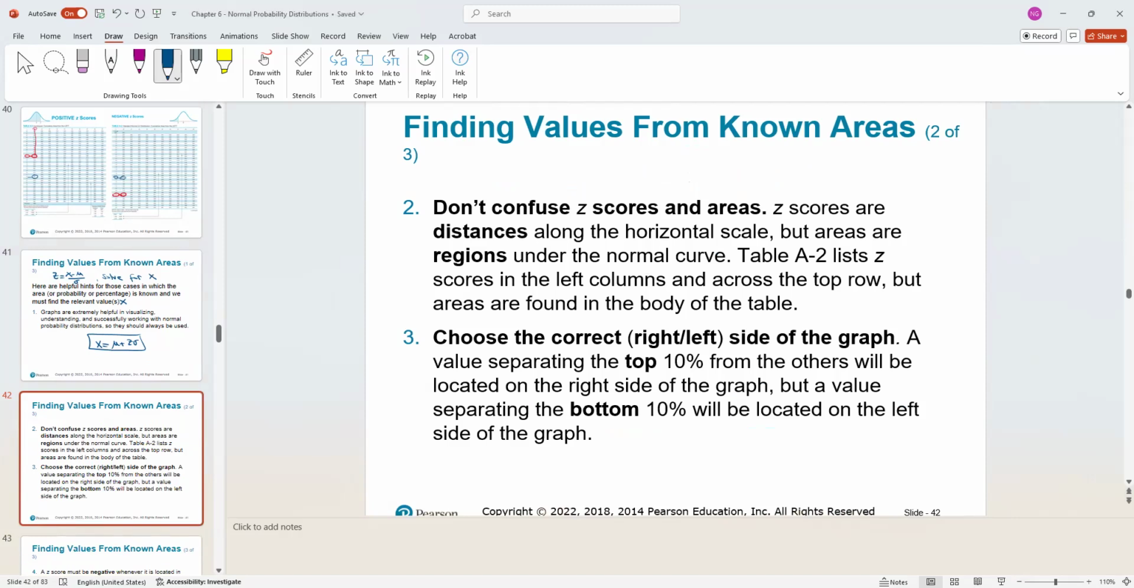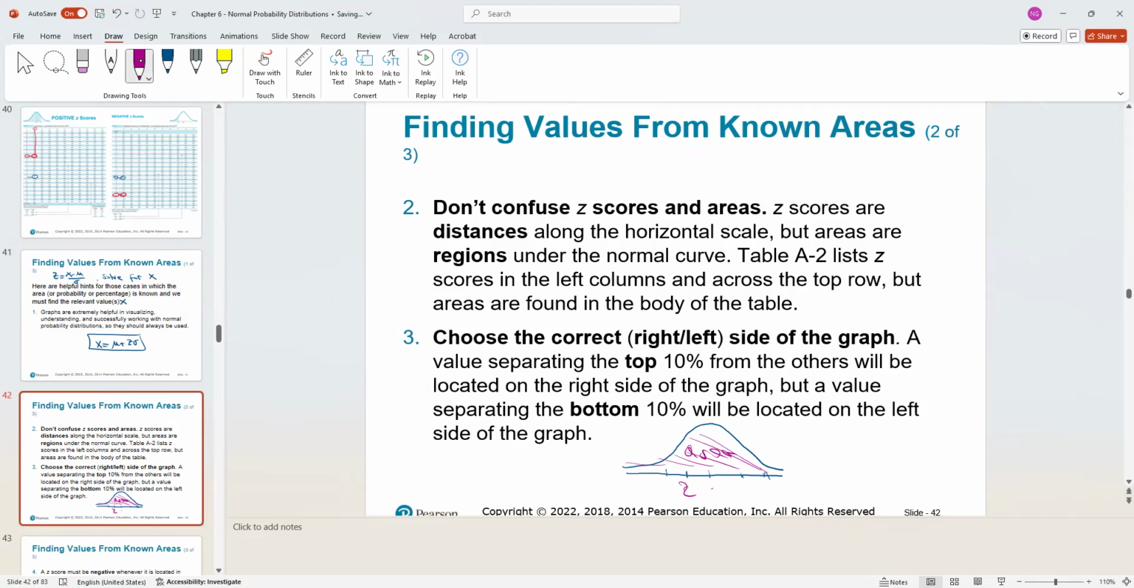Don't confuse z-scores and areas. Right? Areas, remember, are probabilities under the curve. Z-scores are distances along the horizontal scale. That means for us, when you have the horizontal scale like this, under the normal curve, remember, the z-score would be probably here. The z-score is there, like the critical values. But areas are regions under the curve. So for us, this is the area. So we call this one area, and those are z's. Okay. So don't forget to do that.